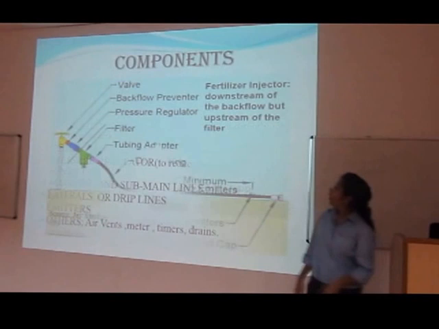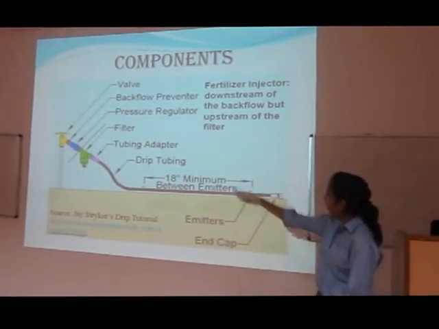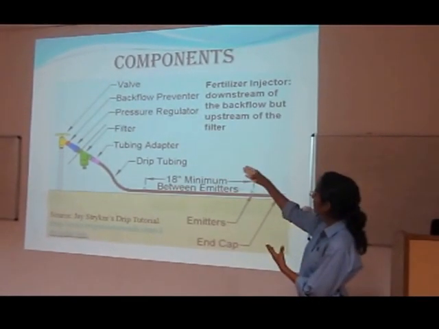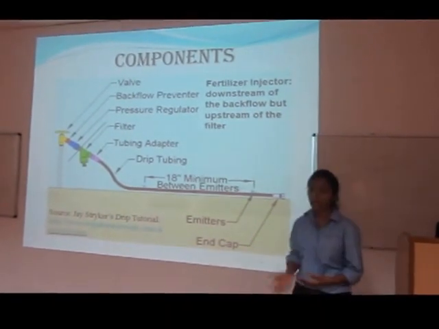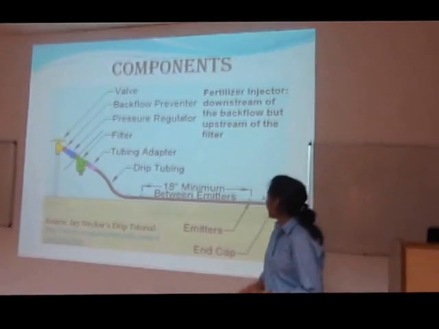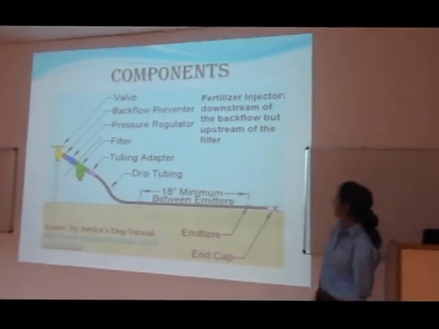Now, for the components, you can see how it works. There is the tap and the valve and the backflow preventer, and then comes the filter, tubing adapter, drip tubing, and then how the water gets provided to the plants.